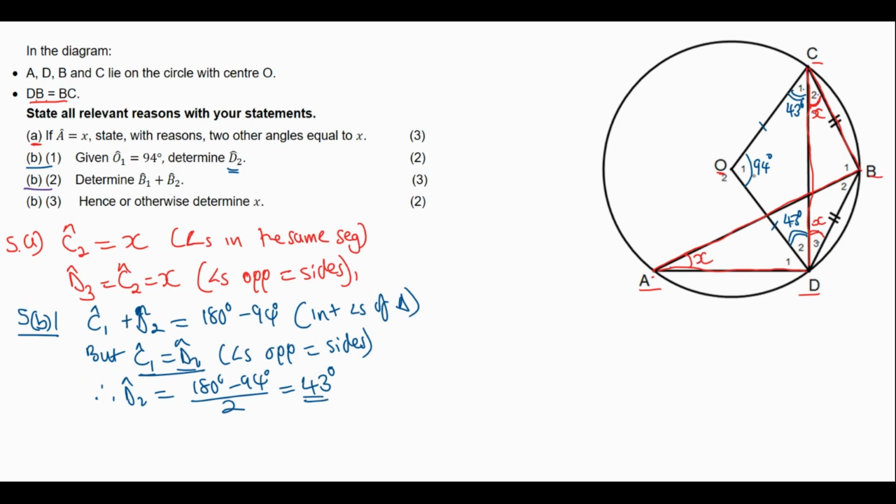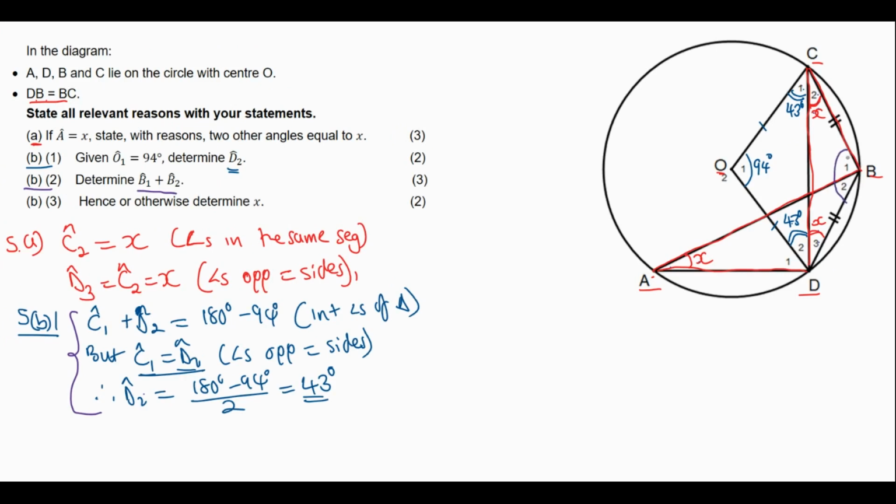And then on question 5b1, we're given that angle O1 is 94 degrees. And then using the fact that interior angles add up to 180 degrees, and also that D2 and C1 are equal since OC and OD are radii, we find that D2 and C1 are 43 degrees. We used this part here to show that D2 and D1 are 43 degrees. Now 5b2, determine angle B1 plus angle B2, which is this.